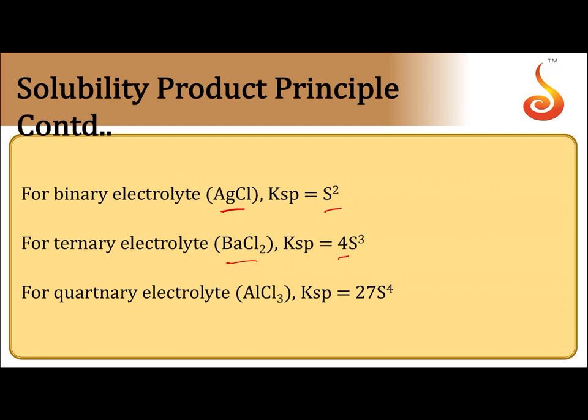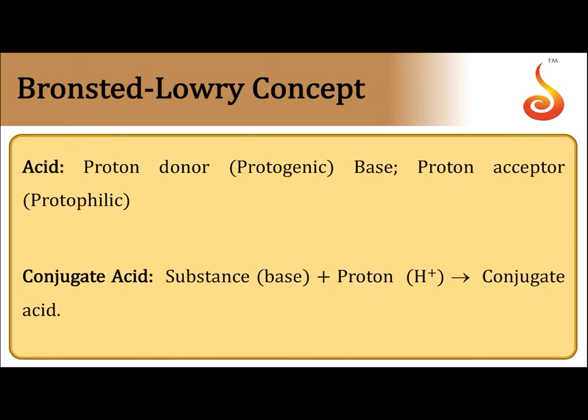In the case of a quaternary salt, something like AlCl3 where the ions altogether are 4 in number, it will be 27S to the power of 4. So we can apply the formula x power x, y power y, s to the power of x plus y for these things. Then the theories of acids and bases, Bronsted-Lowry theory.